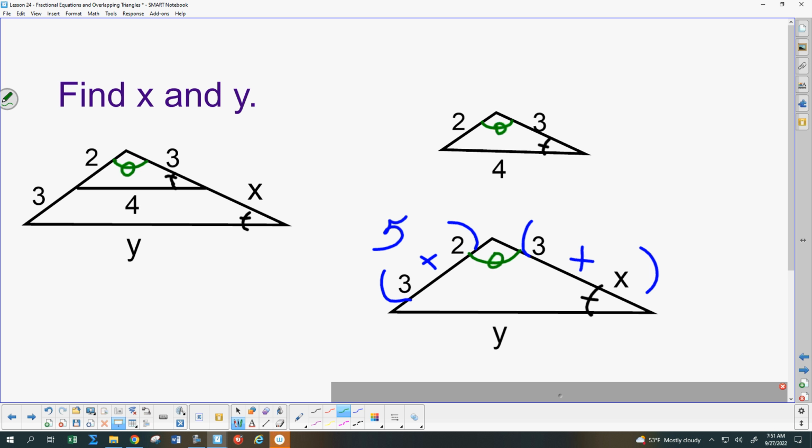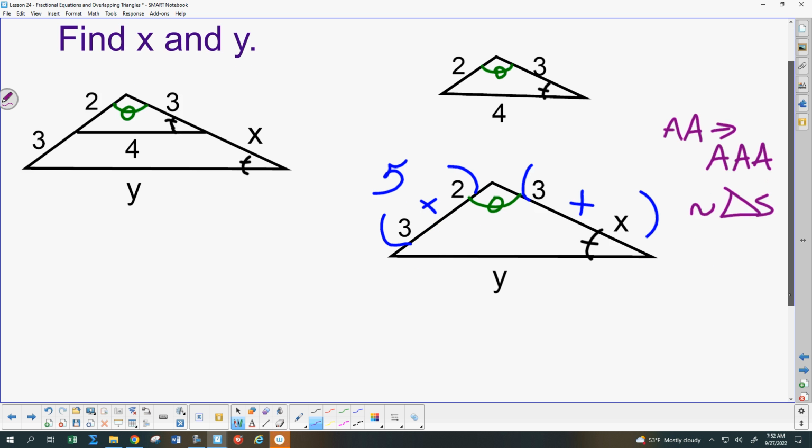Now, AA does what? Michael? If we have AA, if we have two sets of angles, what do we know about the third set? So they have to also be congruent because we know AA implies AAA. So we know we have similar triangles. Now it is okay to set up our ratios.